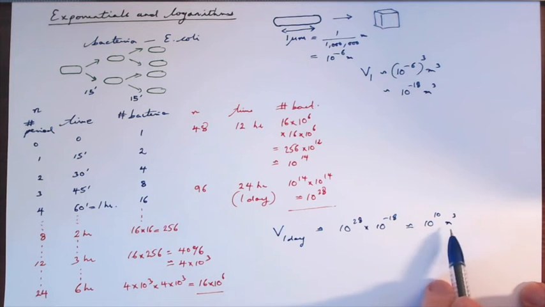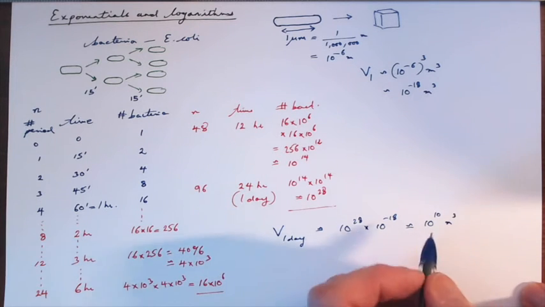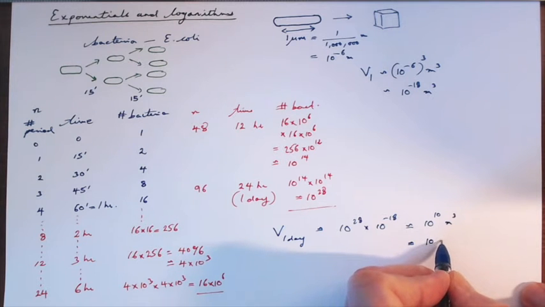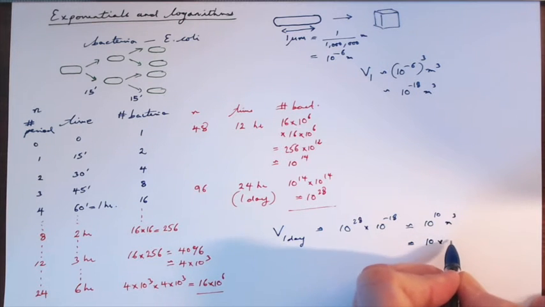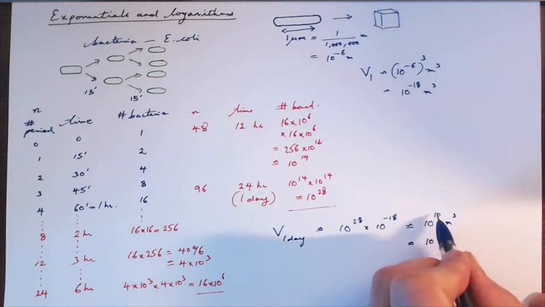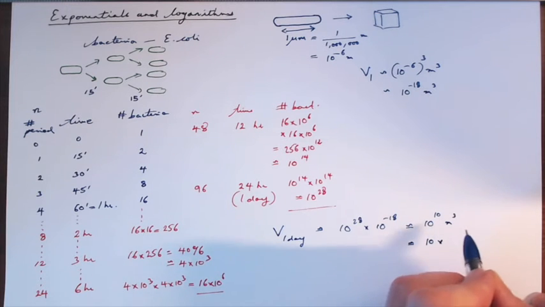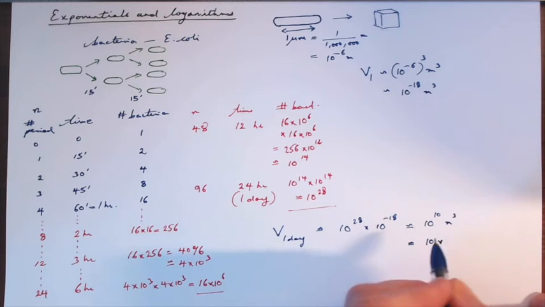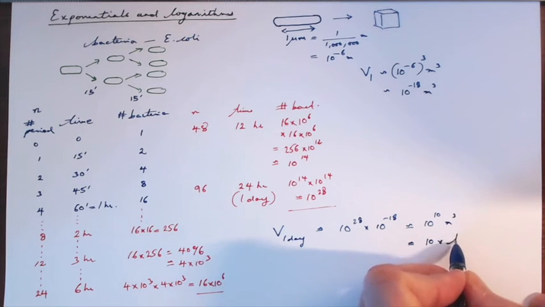And it makes sense to convert this to kilometers. There are 1,000 meters in a kilometer, so this would be 10 times 1 kilometer cubed, because 10 to the 9 cubic meters is 1,000 times 1,000 times 1,000, so that would be a cubic kilometer.